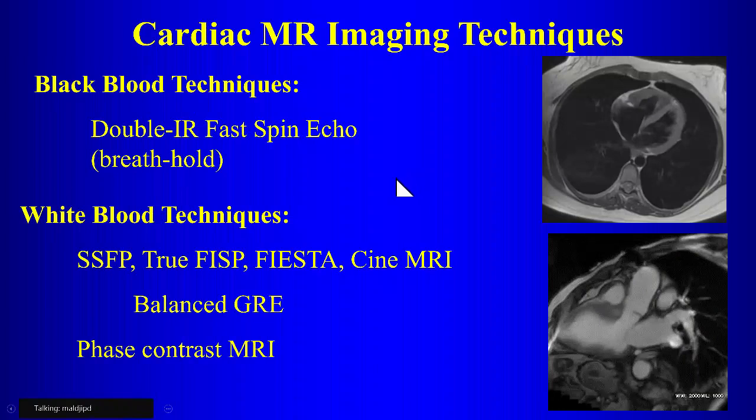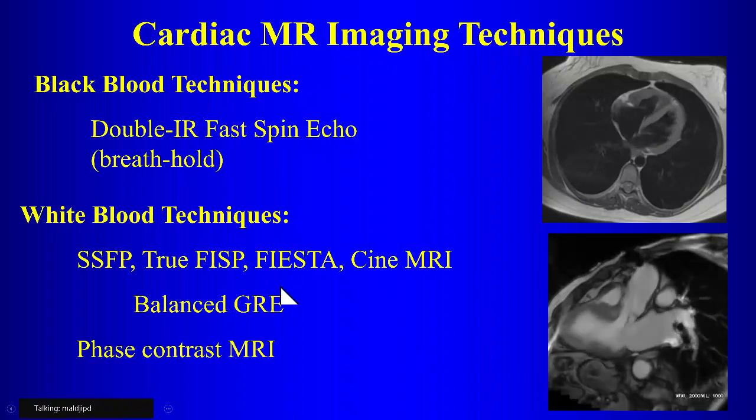So there are two basic techniques for cardiac MR imaging, or two basic types of imaging sequences. We can divide them into black blood techniques, and our basic black blood technique is a double inversion recovery fast spin echo. That is a breath hold technique. And then we have white blood techniques. Black blood means the blood is black, and with white blood techniques, the blood pool is white.